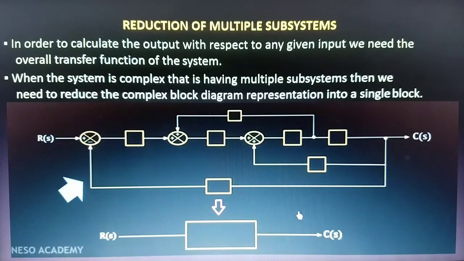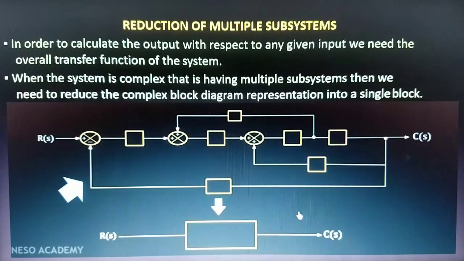Let us take an example of a practical control system. This is a practical control system. It consists of multiple subsystems. It also consists of interconnections of different blocks connected with different branches and arrows. And if you want to calculate the overall transfer function of this multiple subsystem, we need to convert this overall system into a single block representation, where this block represents the overall transfer function.